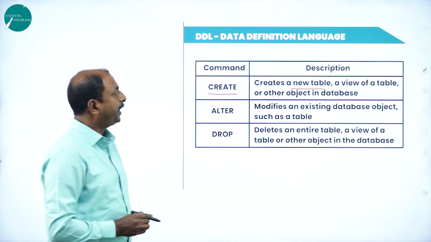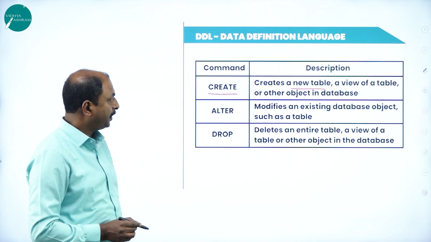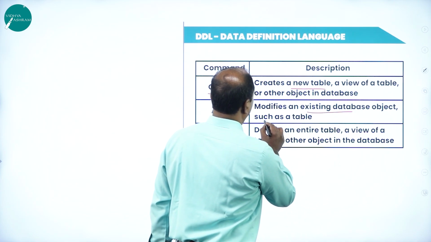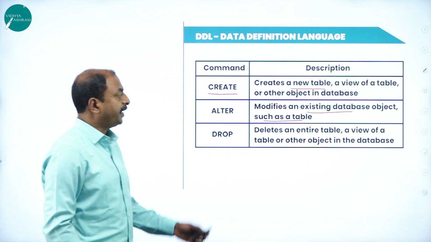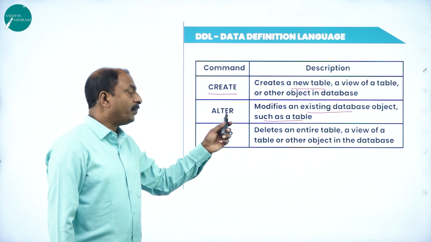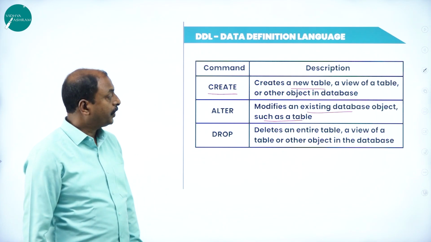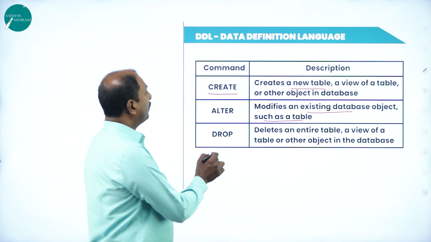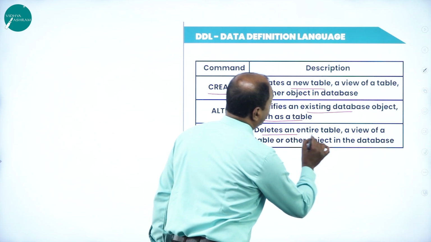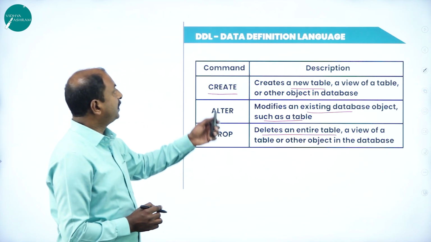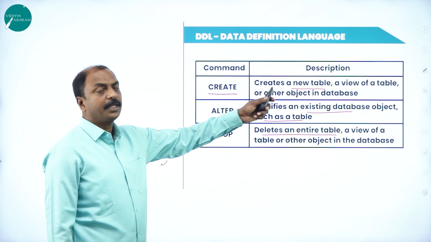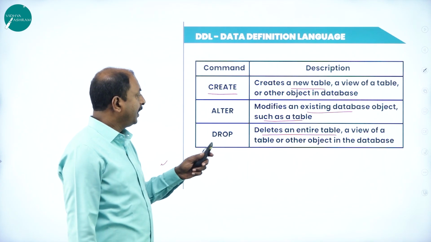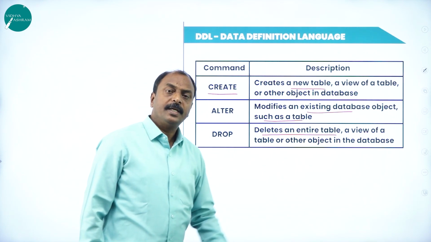So create command is used to create a new table, and alter command modifies an existing database object such as a table. Here table is an object. So with the help of alter command, it is used to modify the structure of your table. Drop command deletes an entire table. So these are the three DDL commands. One is create, to create a new table, alter, to modify the structure of the table or an object, and drop, to delete an entire table.